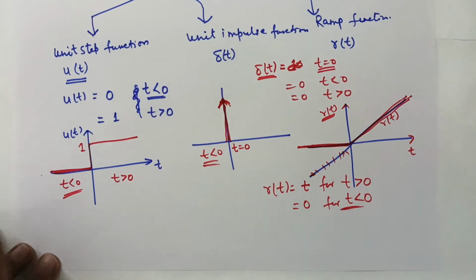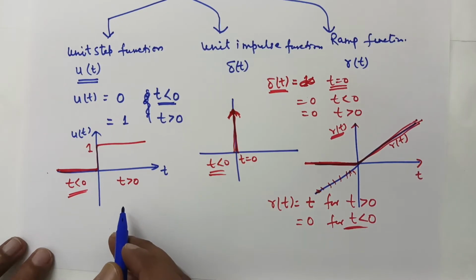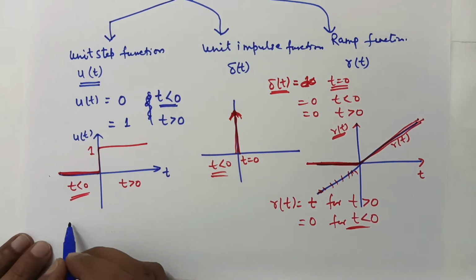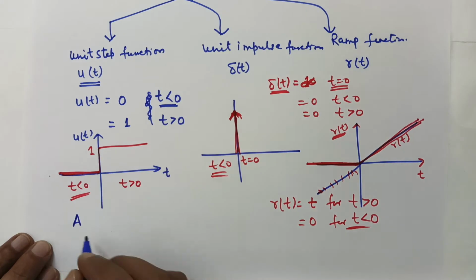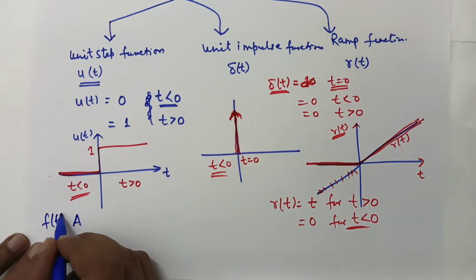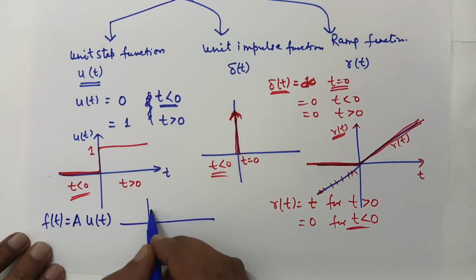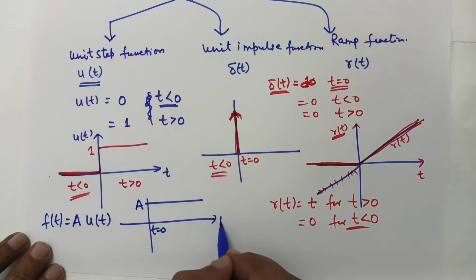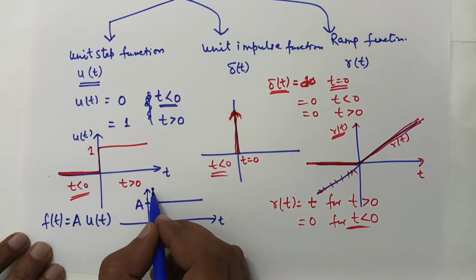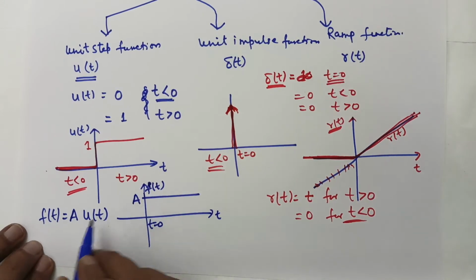Now if I want to increase the magnitude, say the magnitude is A for this step, then the function becomes f(t) equals A times u(t). This means the value is A at t equal to 0, and this function is f(t). If there is more magnitude, you just multiply with that.